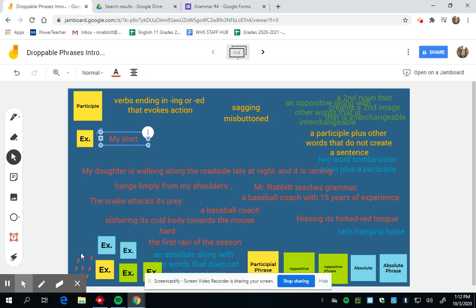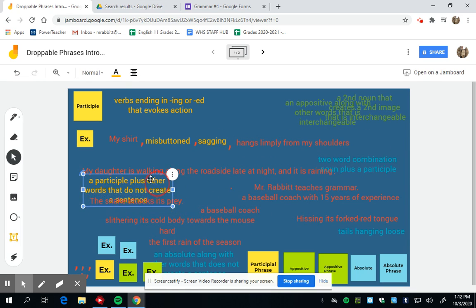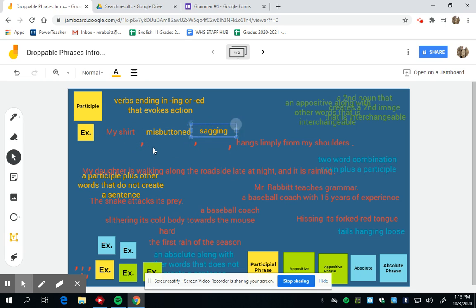So if I took my shirt, comma, right here, I put Miss Button, comma, sagging, comma, hangs. I'll move this out of the way, put this period right here, hangs limply from my shoulders, right? Now, as you notice, both participles are separated by commas, which means we can remove them out of our sentence and we would still have that, right? My sentence would still read, my shirt hangs limply from my shoulder.